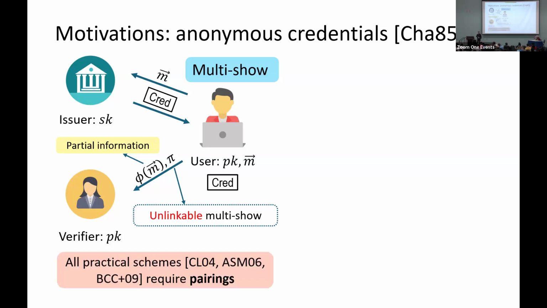However, one limitation of the current constructions is that all existing practical schemes rely on pairing-friendly curves, which makes them undesirable for many applications due to the lack of good library support.